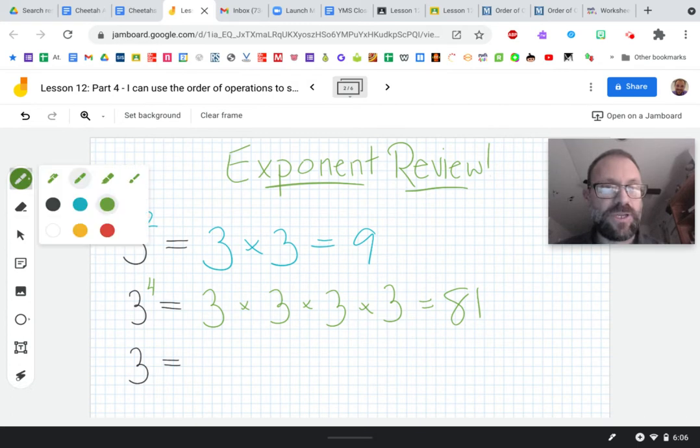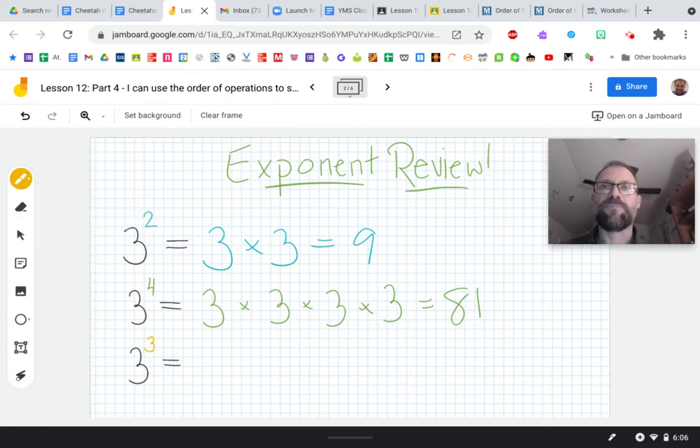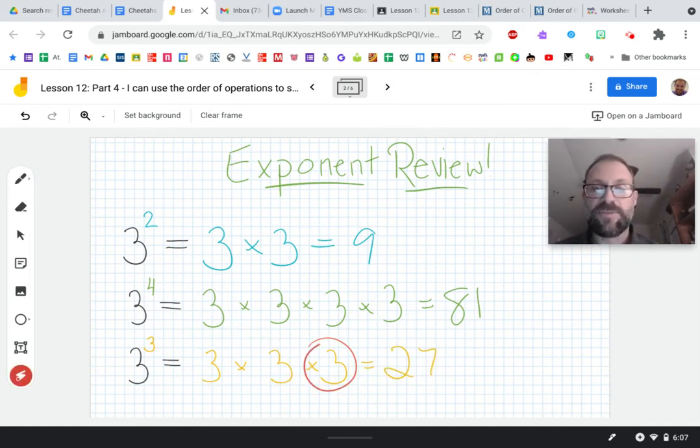One last example here. What if the exponent was 3? Now, it's easy when the exponent's the same as the base to really quickly, if you're not really paying attention, to say, oh, that's 3 times 3. And then you get 9. But that's not 3 times 3, is it? No, that's equal to 3 times 3 times 3. We're going to multiply 3 by itself 3 times. And that, of course, is 27. 3 times 3 is 9. 9 times 3 is 27.